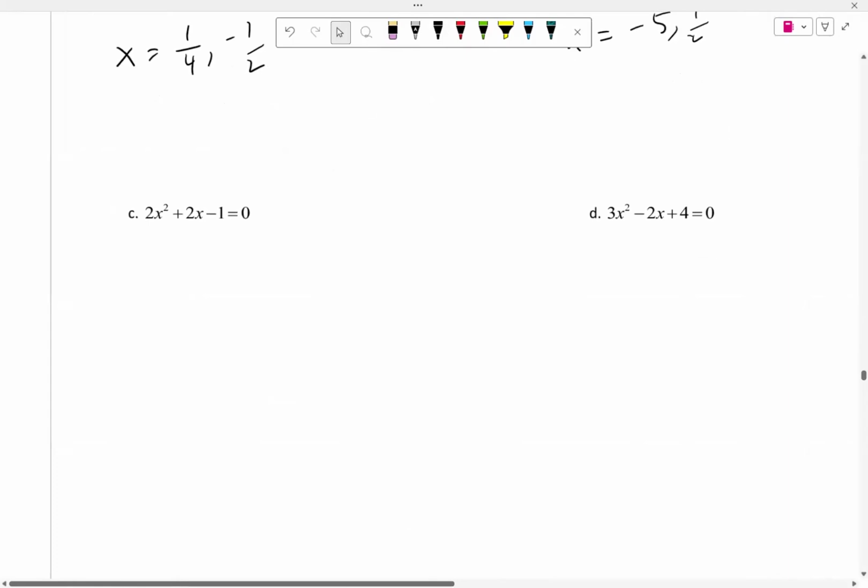C. C for Chloe. Chloe, did you get this one yet? Okay, let's talk through it together then. How far did you get? Plus or minus root 12, you said? All over 4 or just root 12? Okay. Do we agree? Let's not forget to include x equals.